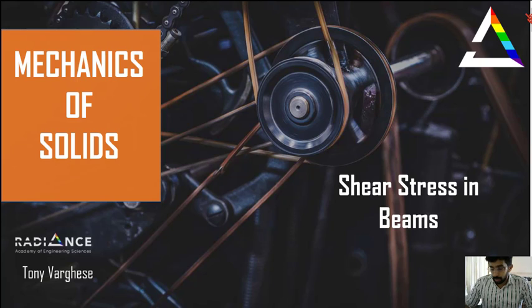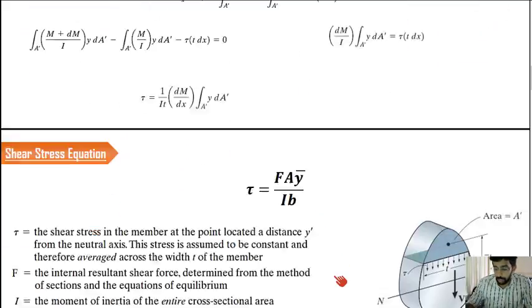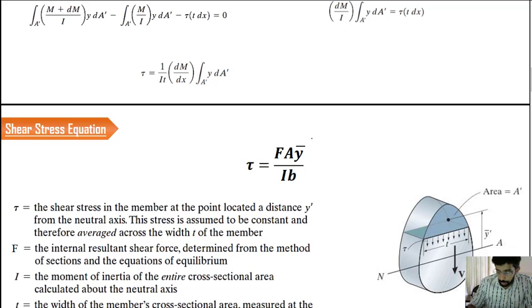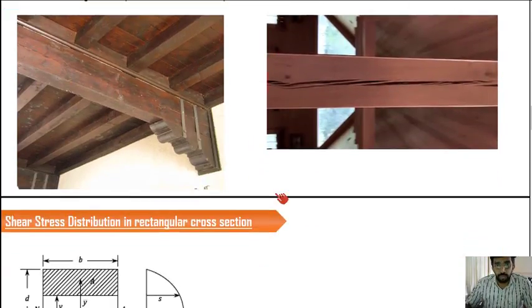In the last class, we discussed the shear stress in beams, and we derived the expression for the shear stress for a beam. If we look at the equation that we derived in the previous session, it was tau is equal to F A y bar divided by I into B, and we explained all the terminologies in the equation. Now we will move forward and see what the distribution of shear stress is.